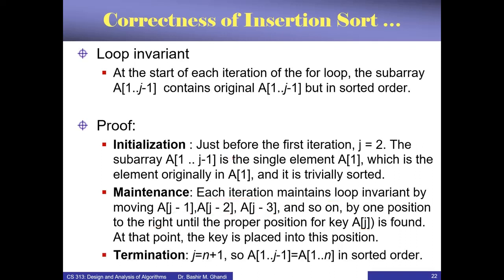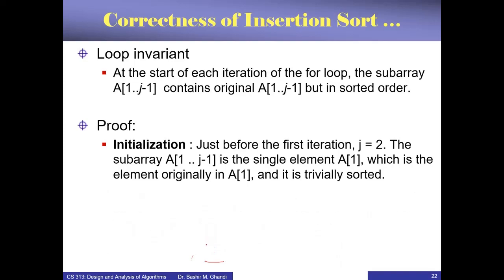So what about the termination? At the end of the loop, j is going to be equal to n plus 1. Remember, the last value of your control variable will be retained after the loop exit. So now the loop is going to stop when j becomes n plus 1, because then it is not within the range of the array, so the loop will stop.